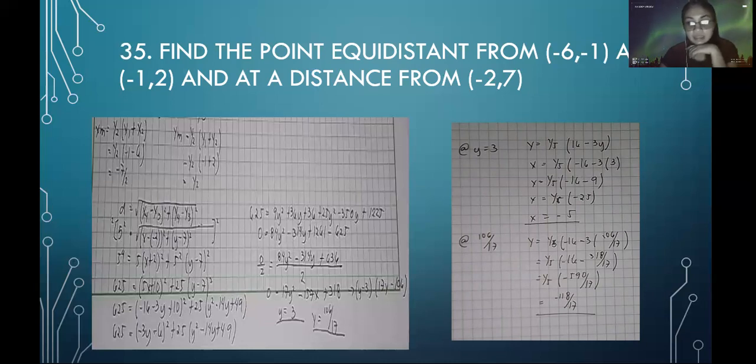Then at y equals 106 over 17, x is equal to 1/5 times negative 6 minus 3y. Substitute the value of y, which is 106 over 17. So 1/5 times negative 6 minus 3 times 106 over 17. So 1/5 times negative 6 minus 318 over 17. So 1/5 times negative 420 over 17. So x is equal to negative 84 over 17.